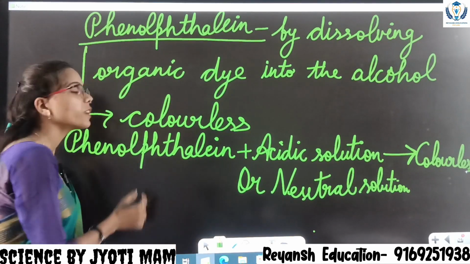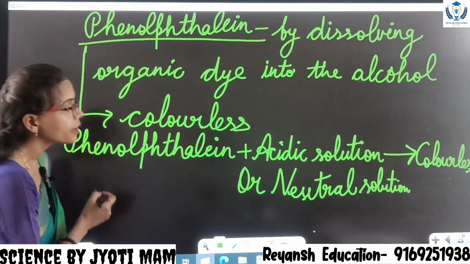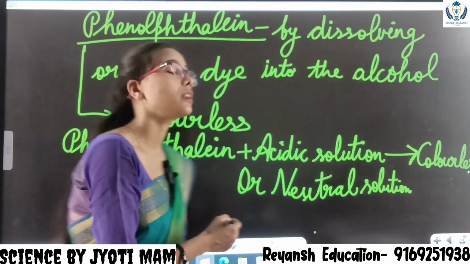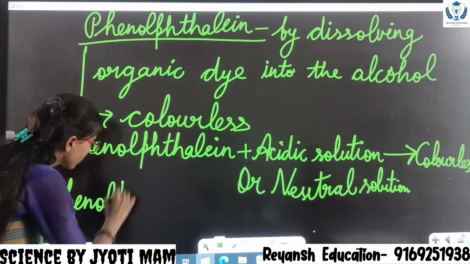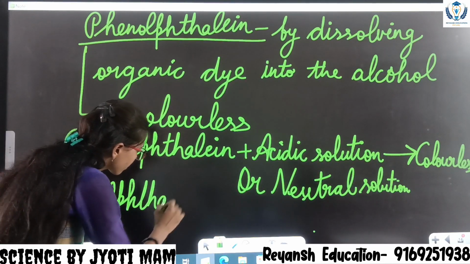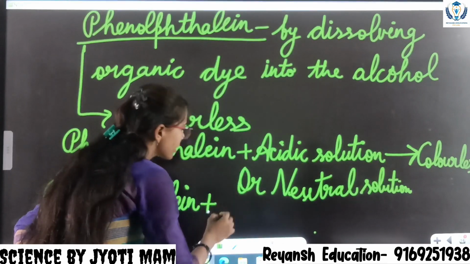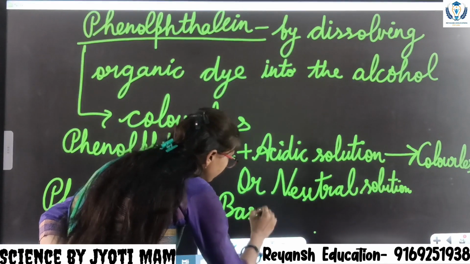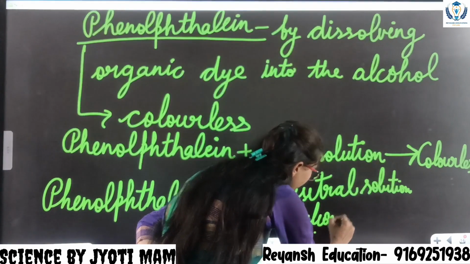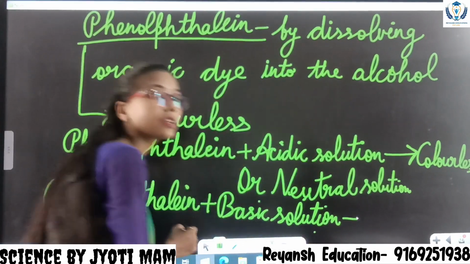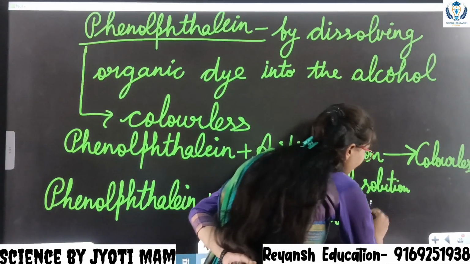On the other hand, when the given solution is basic in nature, then it will give us dark pink color. When the given solution is basic in nature, the color of phenolphthalein indicator will change. It will turn into dark pink color.